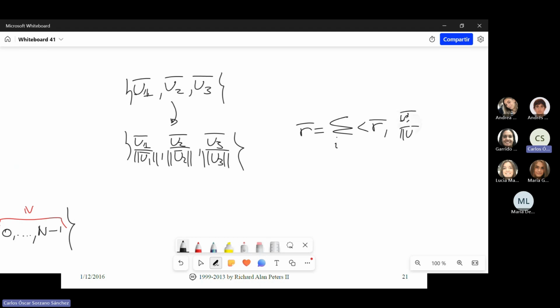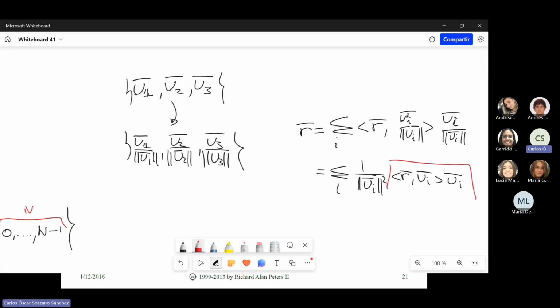This one times my unit vector. My unit vector is i. This is a number, so it can go out of the expression. So this part is the same as what we had before, but now we have this inner product.